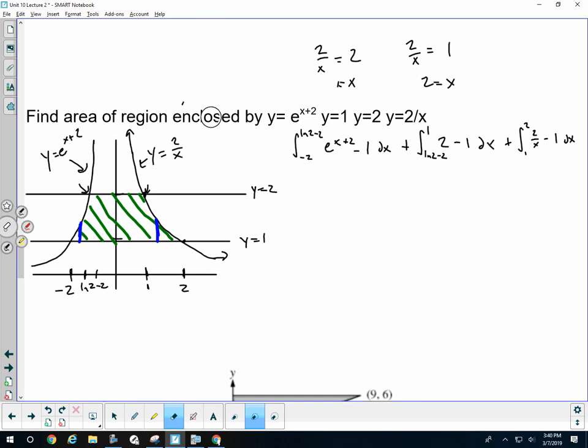I had to use 3 integrals, and I had to find an intersection that was at log 2 minus 2 to be able to write the correct integrals.